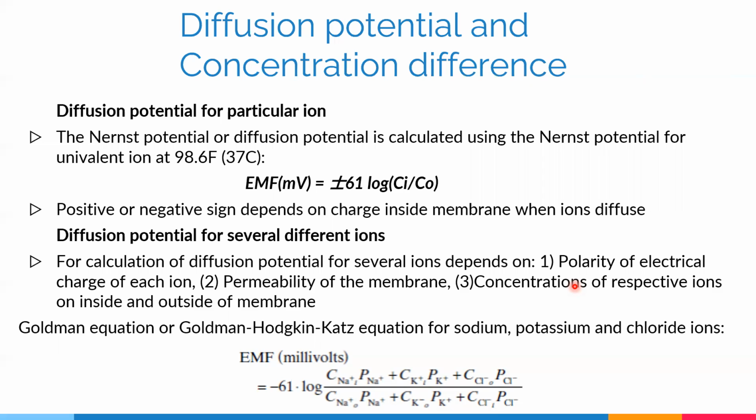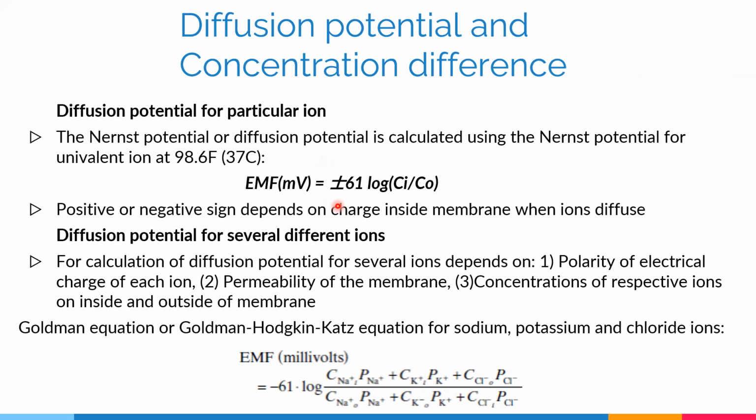The unit of this EMF is millivolts. This formula is very easy to use, and for specific ions it can easily calculate the EMF that is generated, the diffusion potential that is generated due to the concentration gradient of the particular ion. The question arises, what does plus minus mean?